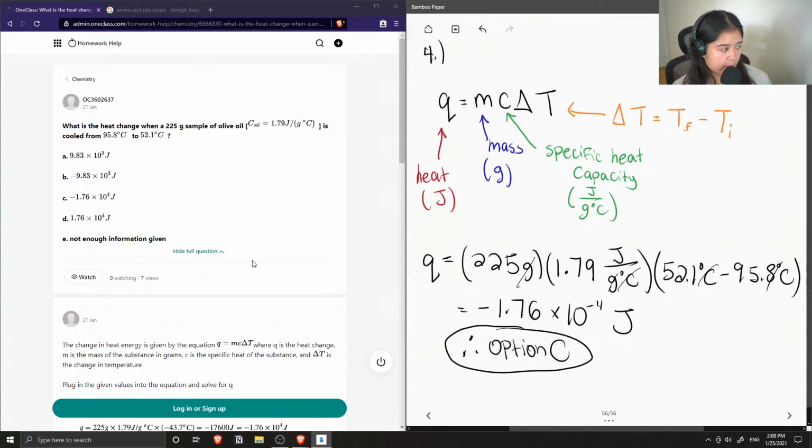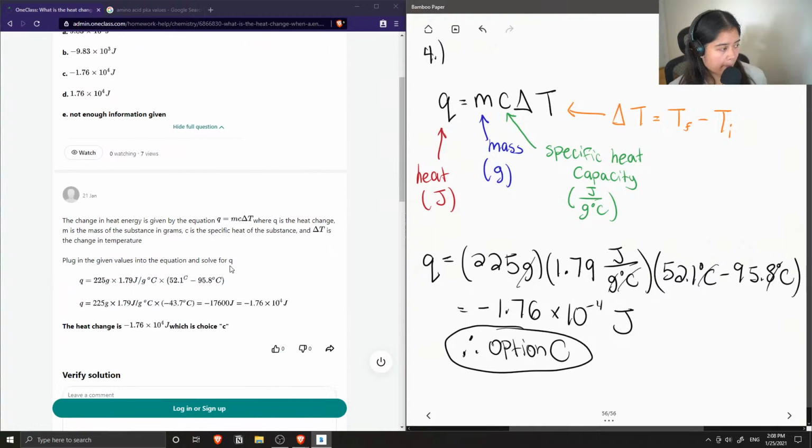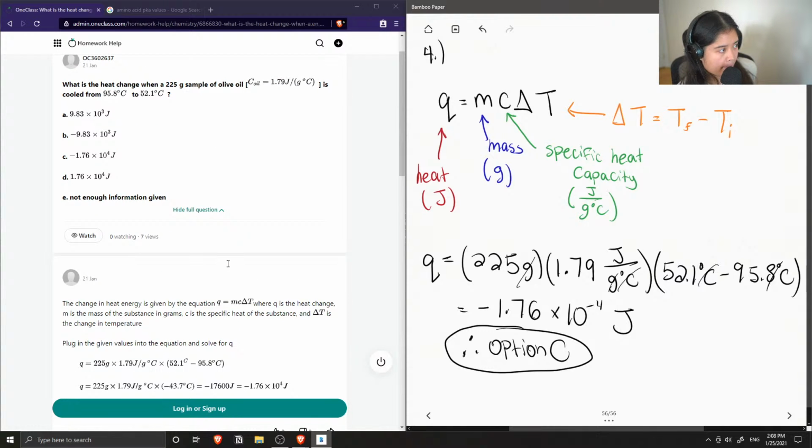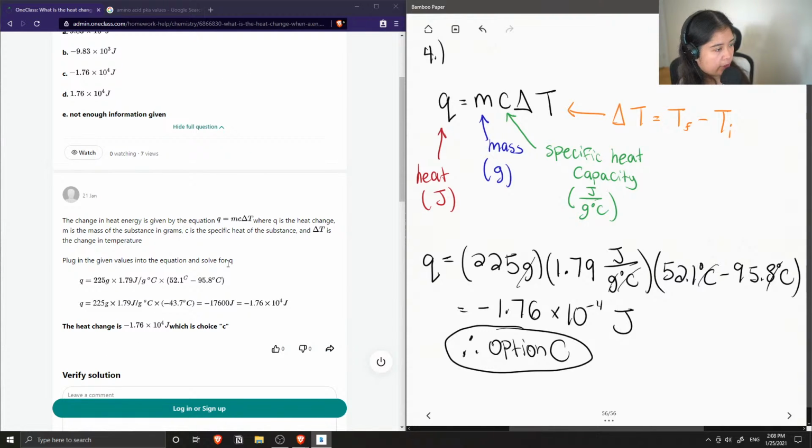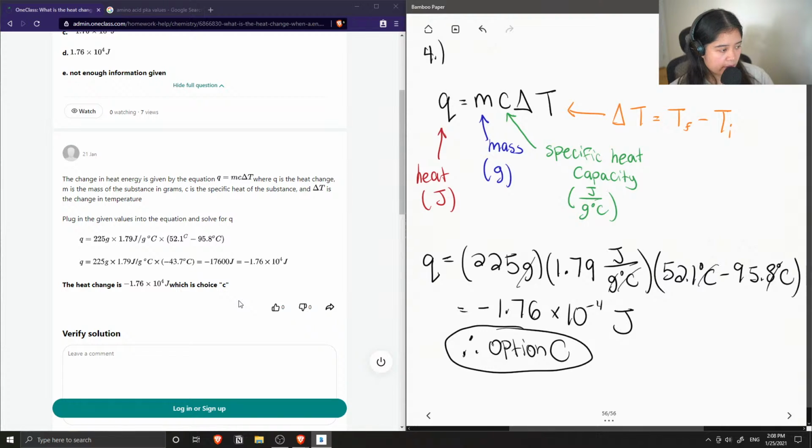Okay, so let's see what the junior tutor said. The heat change in energy is given by the equation Q equals mc delta T, where Q is the heat change, M is the mass of the substance in grams, C is the specific heat of the substance, and delta T is the change in temperature. They got the same, negative 1.76 times 10 to the negative 4 joules.